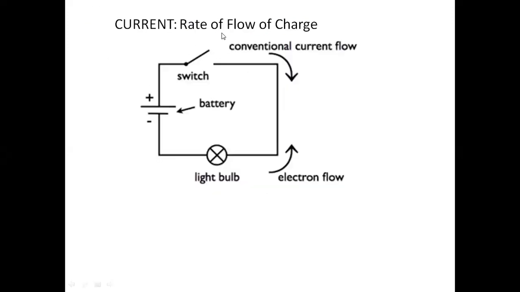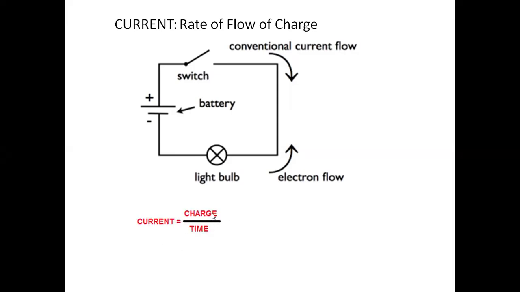Current. What is current? It's the rate of flow of electric charge. Okay, when the switch is closed, what will happen? The current which flows from the positive terminal of the battery through the bulb to the negative terminal of the battery, we call it conventional current. And electron current is actually the flow of electrons. Okay, so that flows from the negative terminal of the battery towards the positive terminal of the battery.